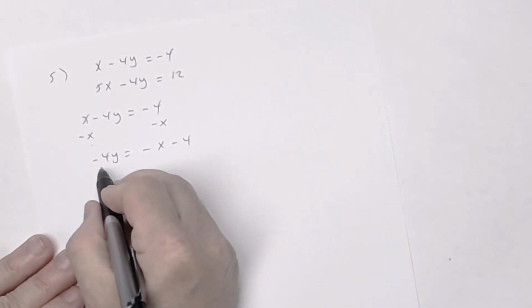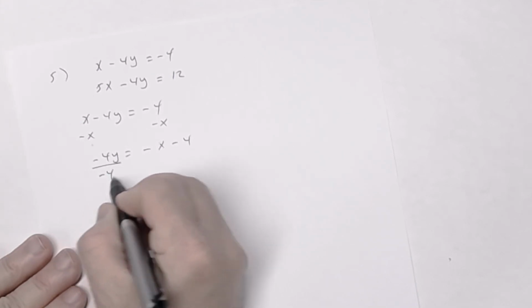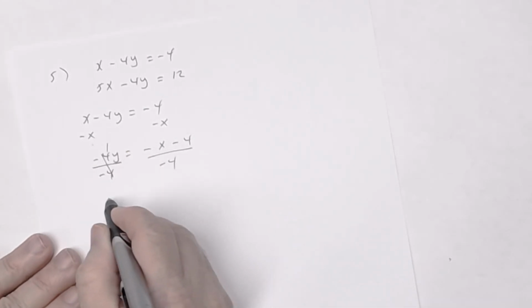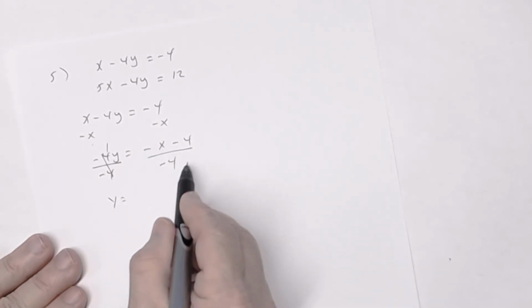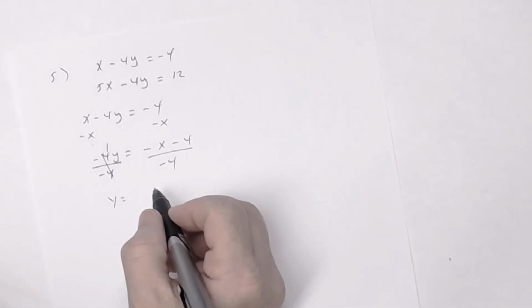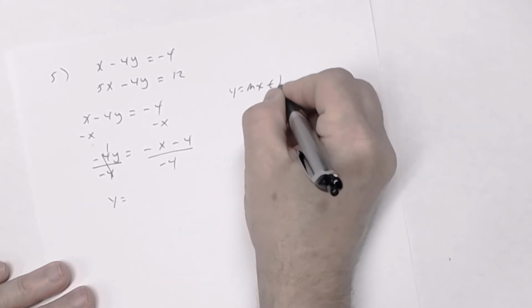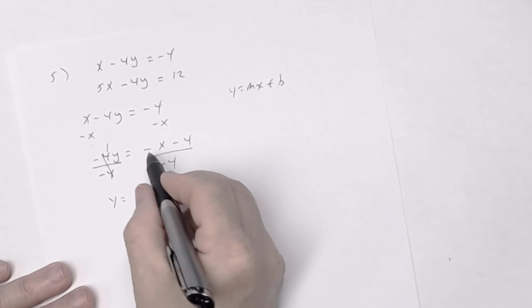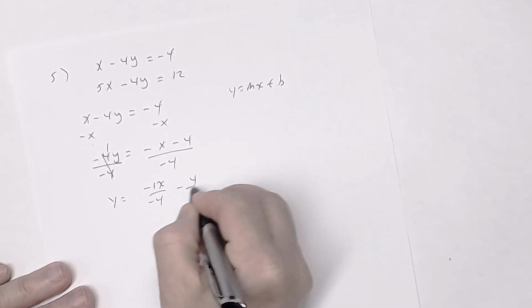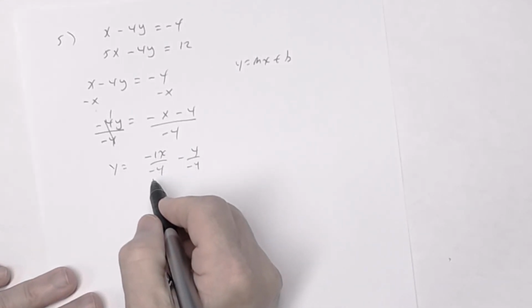And then to get y by itself, I'm going to have to divide both sides by negative 4, just like this. And then the negative 4's divide out, so you have y equals, and I'm going to rewrite this as 2 fractions. So that way I can write it as y equals mx plus b. So remember, you want to write it as y equals mx plus b, slope-intercept form. So we have negative 1x divided by negative 4 minus 4 divided by negative 4, right? So a negative divided by negative is a positive, so keep that in mind.